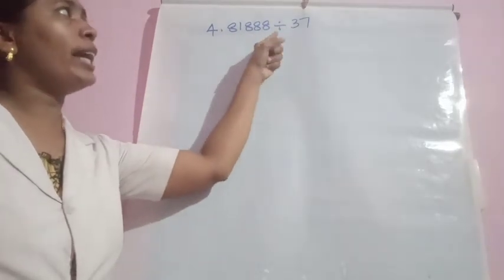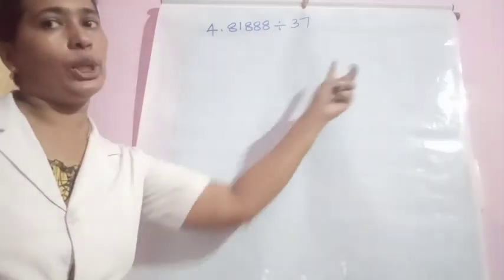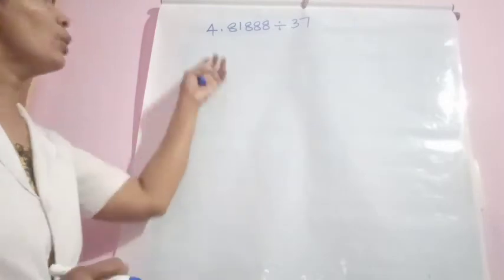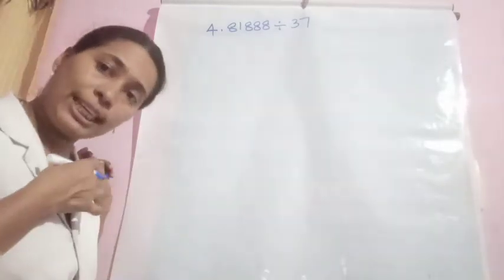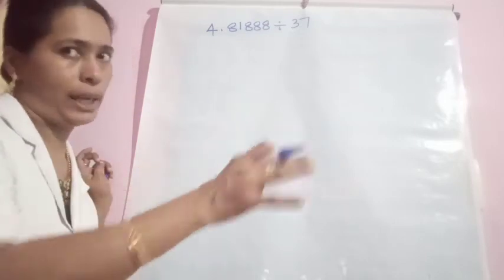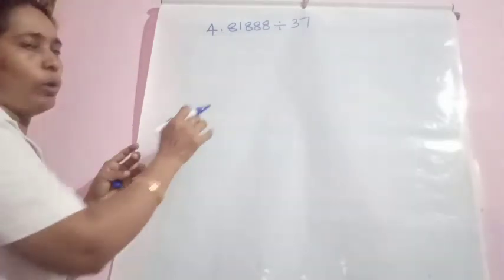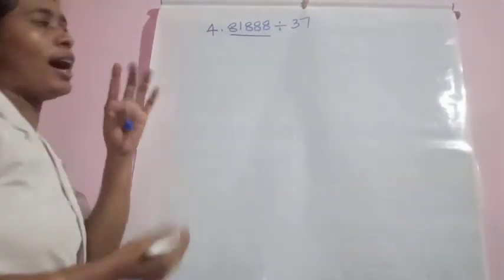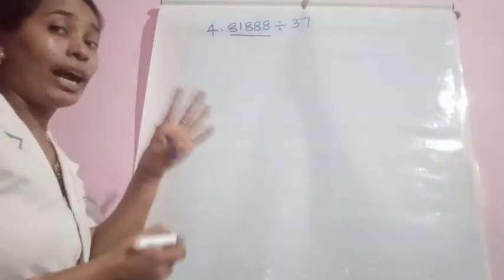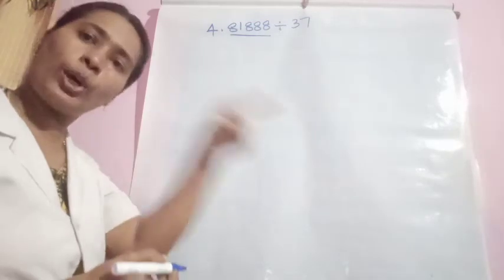4.81888 divided by 37 is given to you as a checkpoint question. So, teacher is applying the same textbook method. Those who are interested in teacher's own method, teacher will send you personally. Okay, so let me go through it. Textbook method: how many digits are there after the decimal? 5 digits are there. 5 digits means 5 zeros are needed.